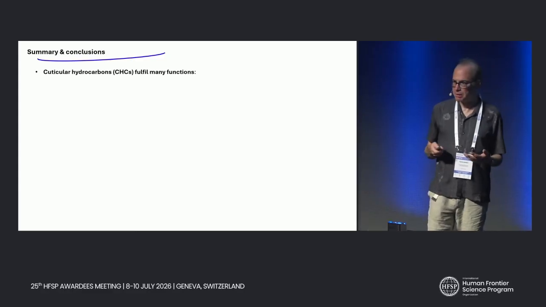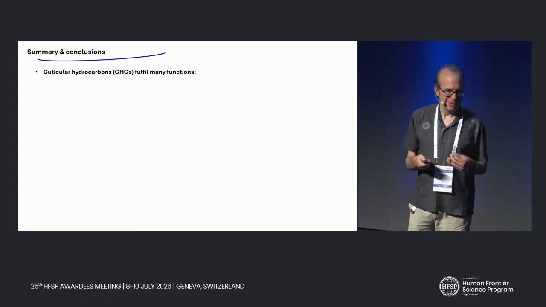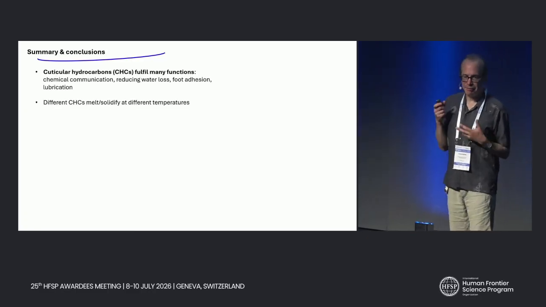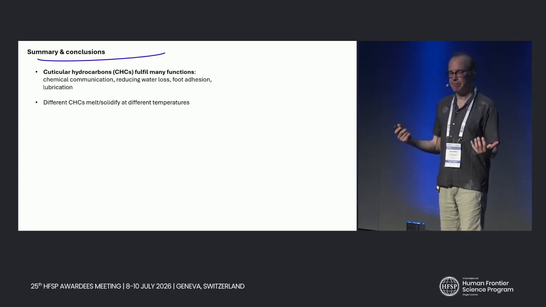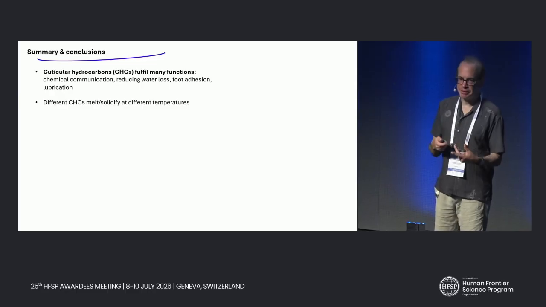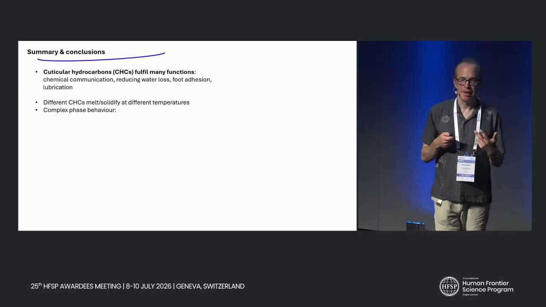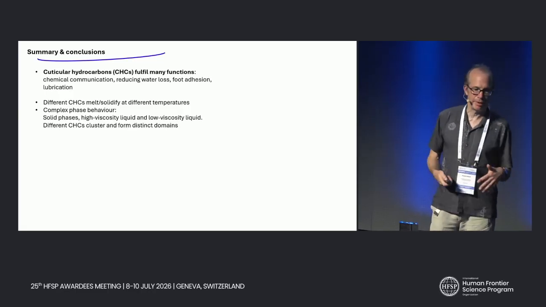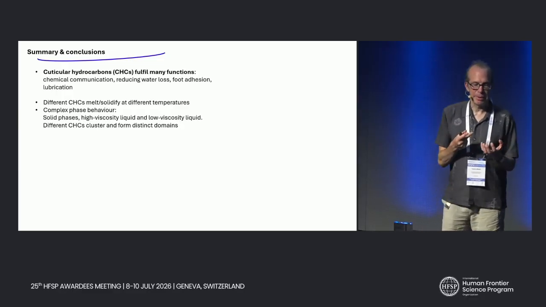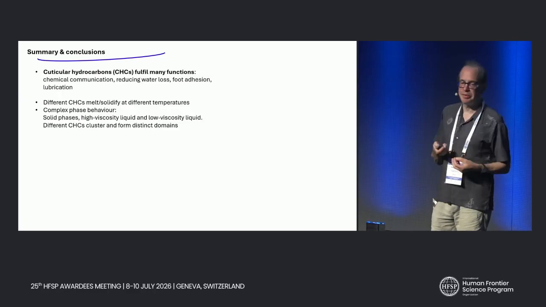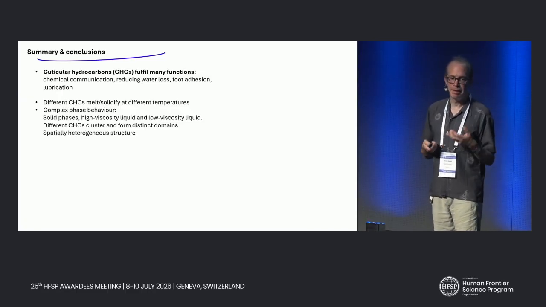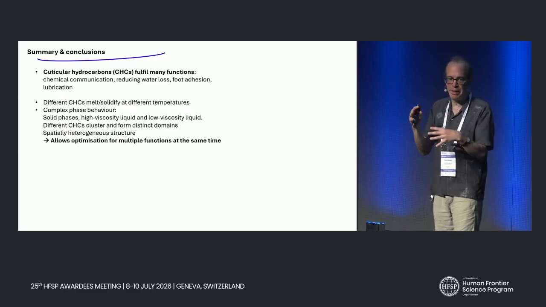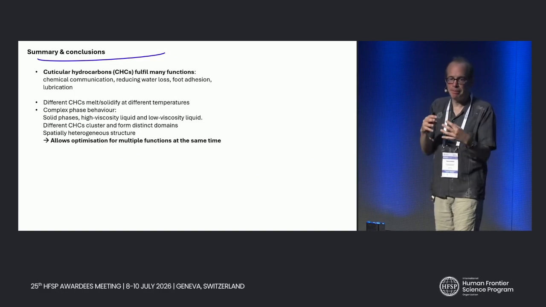So to sum up, we've seen that cuticular hydrocarbons are a really cool trait in insects because they fulfill so many functions. They are very complex within an individual and between species, and we always have a mix of CHCs that melt or solidify at different temperatures, and that leads to really complex phase behavior. We have solid phases, we have a high viscosity and a low viscosity liquid, and we also found that this is probably because different CHCs cluster and form distinct domains according to their physical properties, and also form a spatially heterogeneous structure. And we think that this complex phase behavior allows the insects to optimize different functions at the same time.